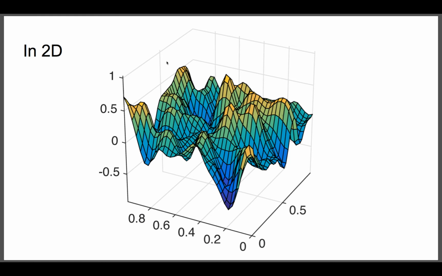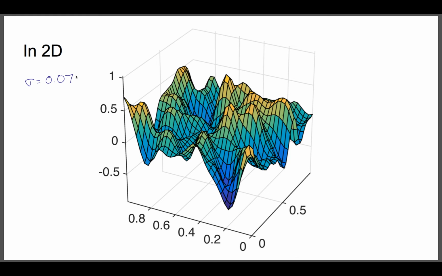And so in 2D, it looks a little bit like this. Here, I think I chose sigma equals 0.07. And this is just a two-dimensional function that's in the span of that set of basis functions that I described a couple of slides ago.